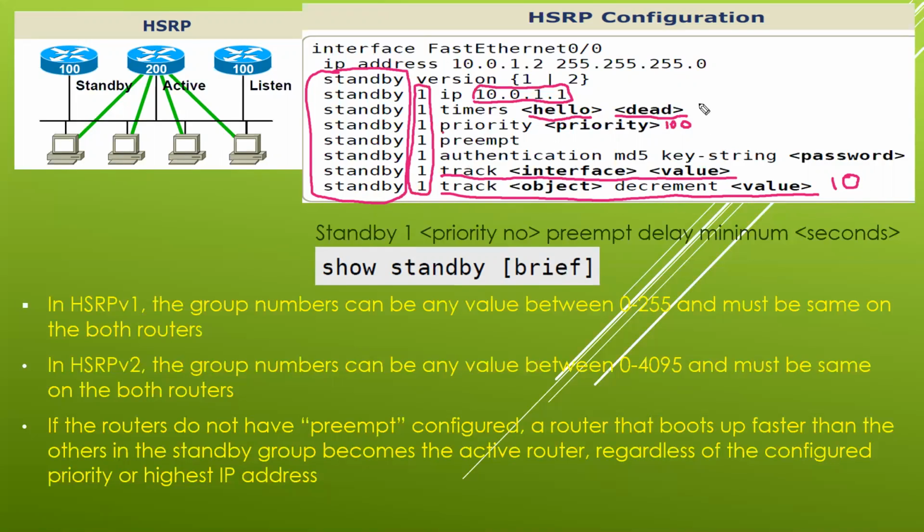Like if we gave here 110, whenever the interface goes down, by default it lessens by 10, so it becomes 100. I will explain where this is very important and how we need to deal with it.